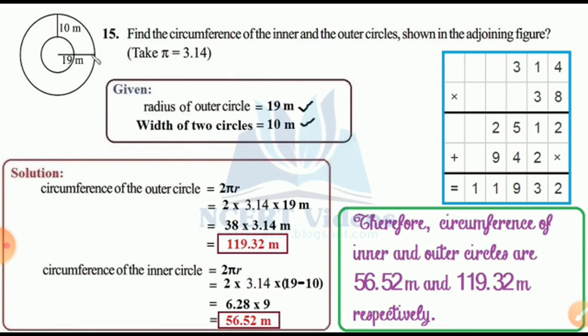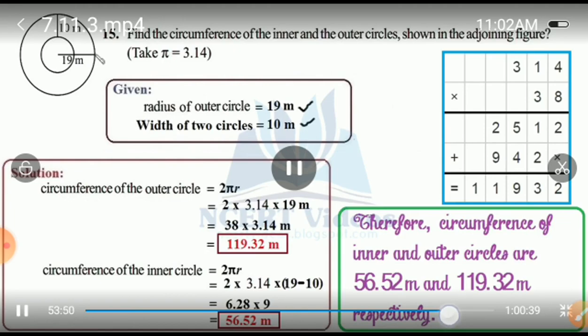Circumference of the inner circle is equal to 19 minus 10. That means 9, which gives 56.52. Yes. So now you have both the inner circle and outer circle circumferences, 2 pi r. Is it clear, beta? Yes, good.